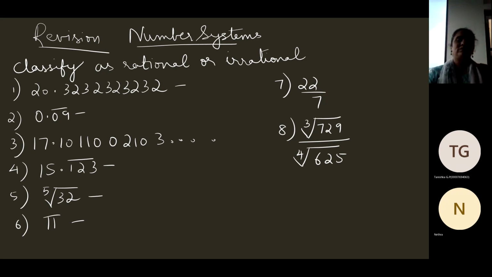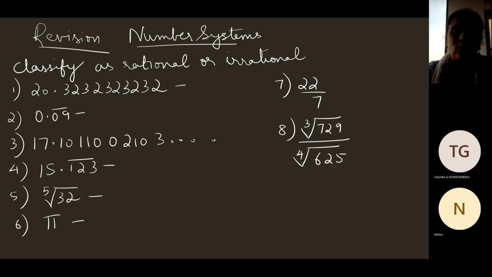And what is an irrational number? It does not have a P by Q form, and the decimal is non-terminating, non-repeating, or non-terminating, non-recurring. So you have to use the definition to classify numbers as rational or irrational.